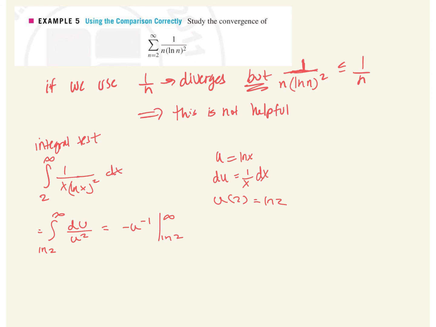Right, and if I take the limit as r approaches infinity of this, using the simplified form with f of b minus f of a, where r takes the place of infinity, I have a negative 1 over r plus 1 over ln 2. So again, that fraction goes to 0. I have 1 over ln 2, which converges, and therefore the series also converges.